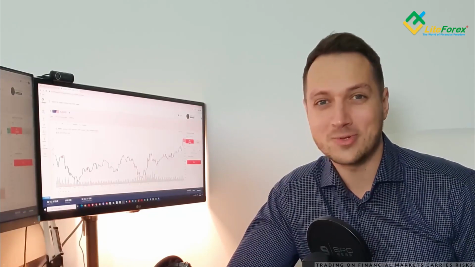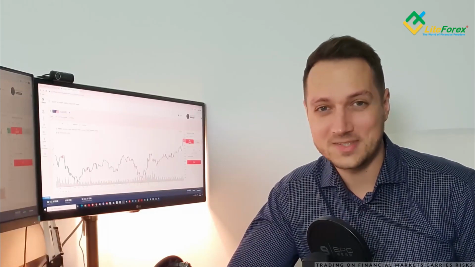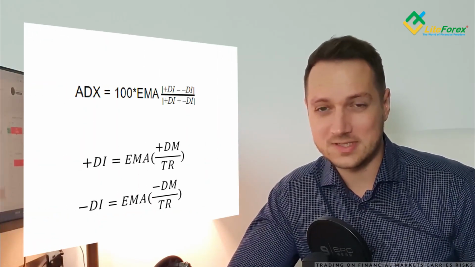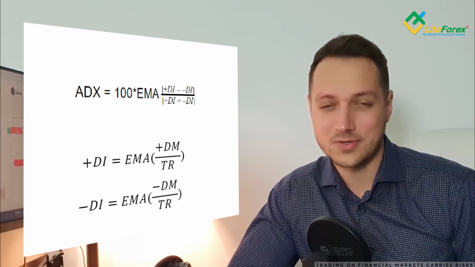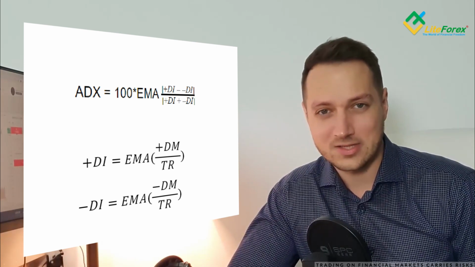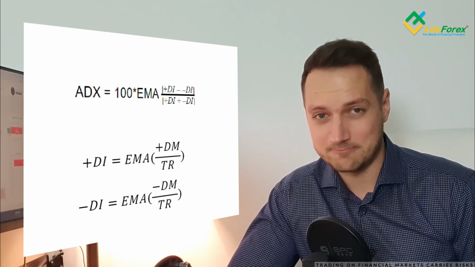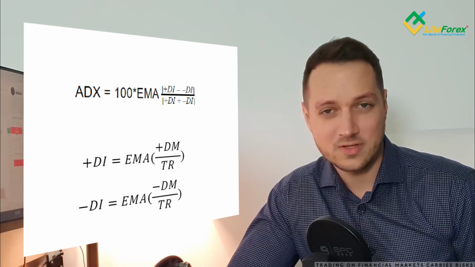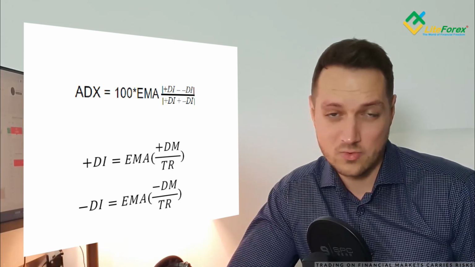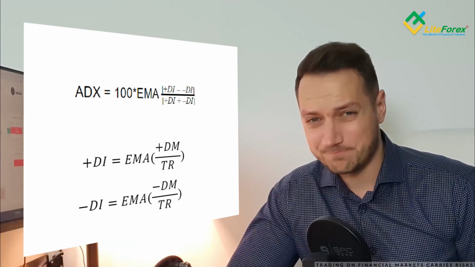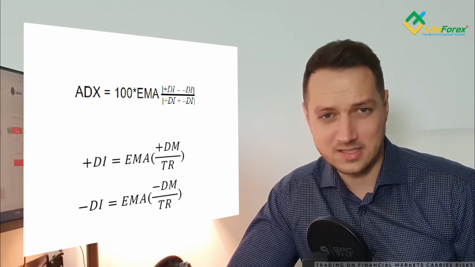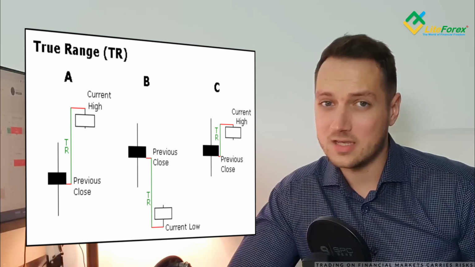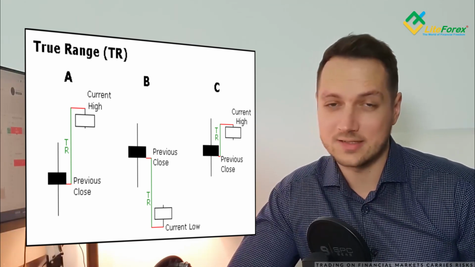So, the calculation is a bit complex, but I'll try to show you in a very quick and easy way, which will help you to better read the signals that it gives. This is the ADX pattern, which is this solid line. Plus and minus directional indicator are the dashed lines, which are calculated by this pattern. Those exponential moving averages are calculated from directional movement, which are basically current and previous highs divided by the true range. The EMA is the number of candles which you can set in the settings.